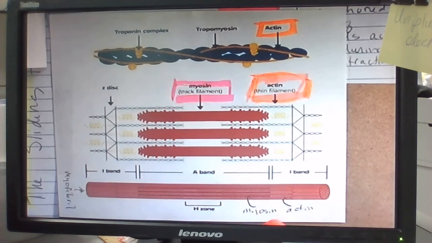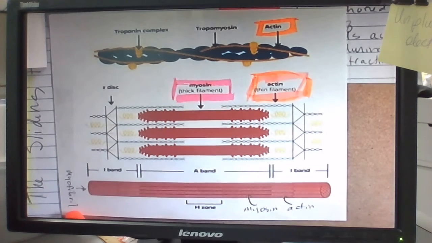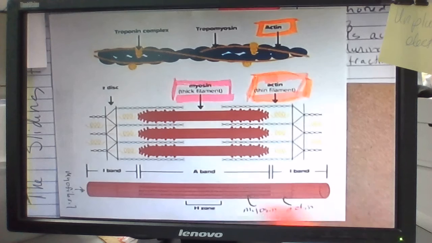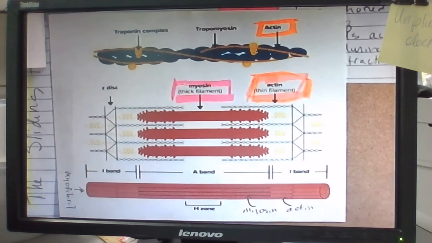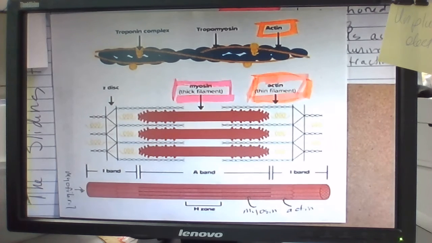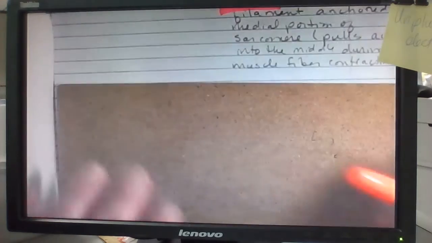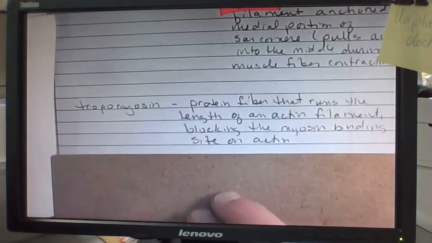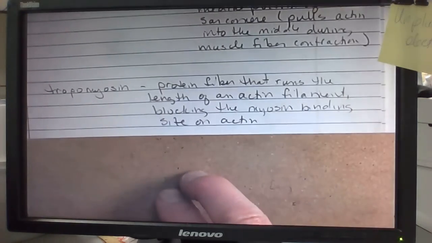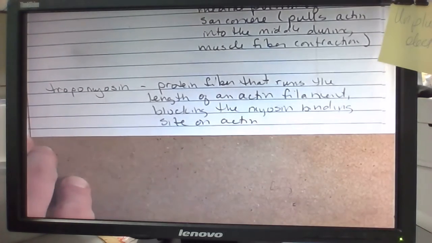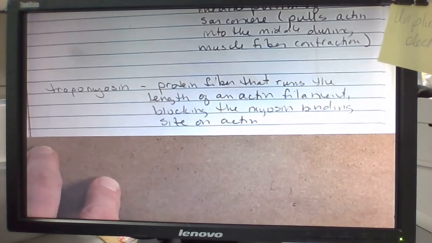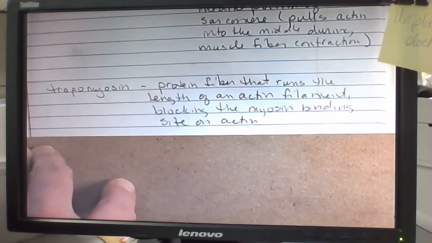On here, this is myofibril. Myosin, actin, those are the only words that I added. All right, so what are troponin, tropomyosin? Tropomyosin, that's that yellow line. It's a protein fiber that runs the length of an actin filament. It blocks the myosin binding sites on the actin.